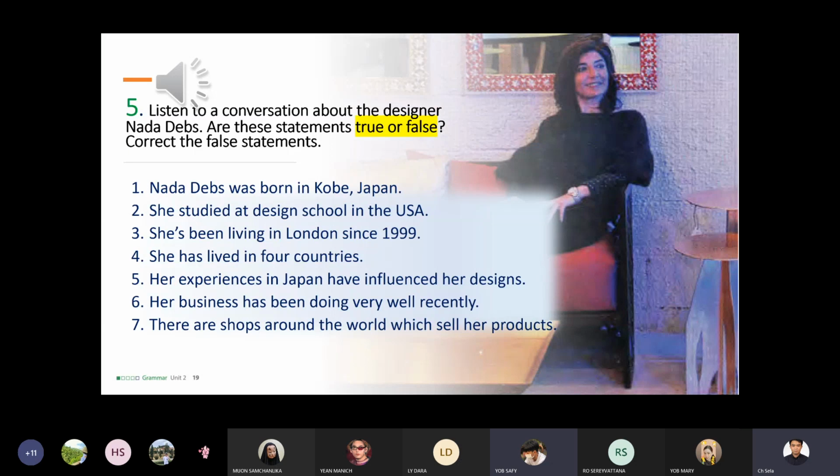Number 6. Her business has been doing very well recently. Number 7. There are shops around the world which sell her products. Very good. Thank you very much.